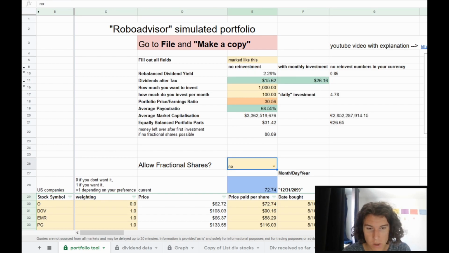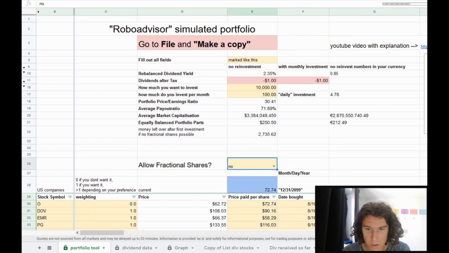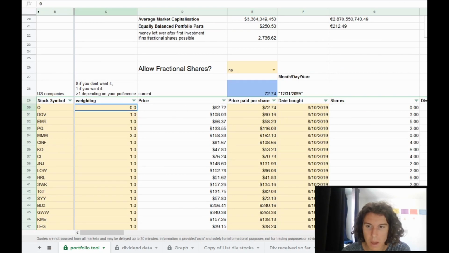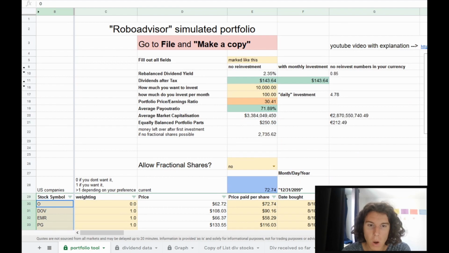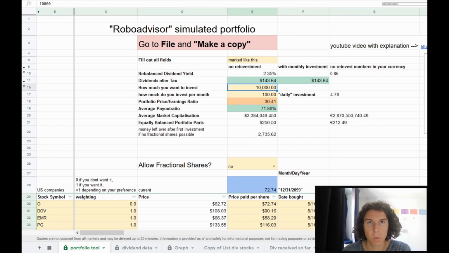And about the fractional shares, if you don't allow fractional shares, you either have to reduce the amount of stocks that you buy, or you increase the amount of money you want to invest, because if your total investment is lower than the lowest share amount, then you can't buy any stocks. And then you probably should buy one stock at a time and not multiple at once.